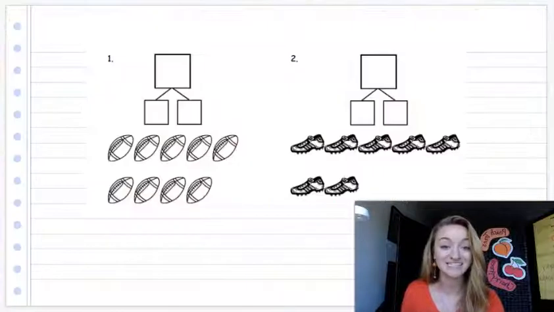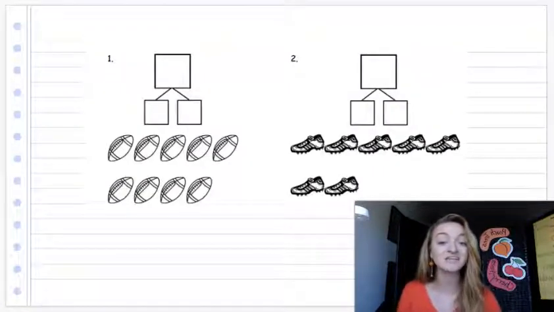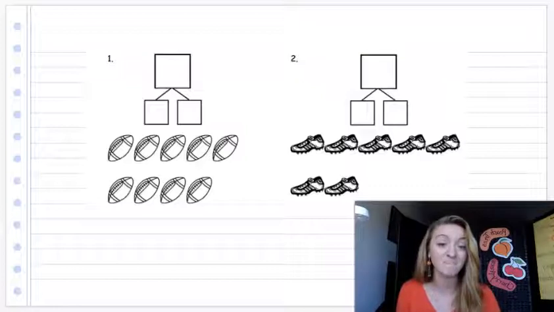Here is the exit ticket. It's going to be these 2 problems. You're going to complete the number bond for these 2 problems. So I'm going to leave this here. Maybe you want to press pause so that you can record them.